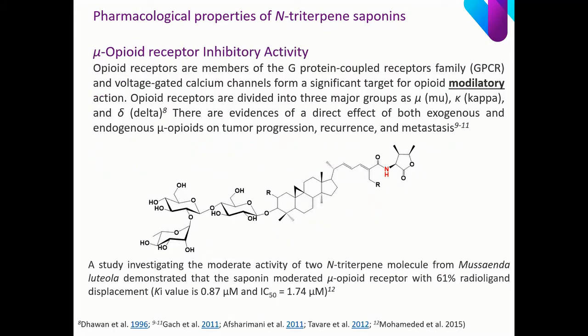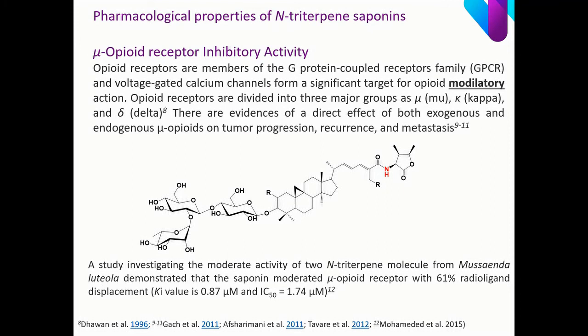Another pharmacological property of nitrogen containing triterpene saponins is opioid receptor inhibitory activity. It's well known that opioid receptors are members of the G protein coupled receptor family and also voltage-gated calcium channels form a significant target for opioid regulatory action. 3 major groups, mu, kappa, and delta opioid receptors are available in the scientific world.